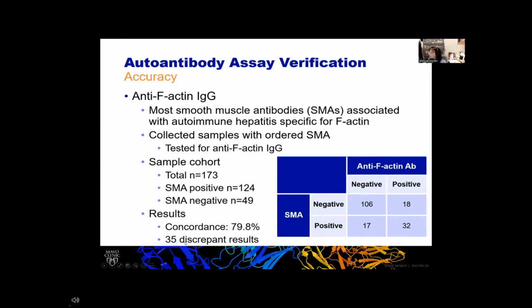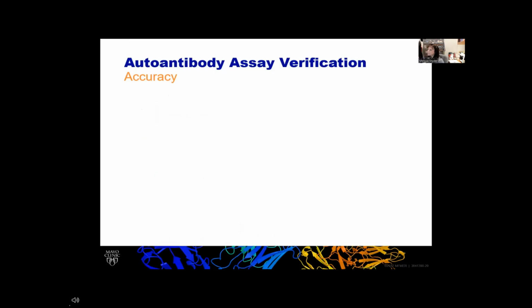However, we did have, again, a significant number of discrepant results, both directions, where some samples were positive on the smooth muscle antibody test, which were showing us negative on our F-actin assay. And several samples, almost an equal number, were positive on the F-actin, yet showing no reactivity on our smooth muscle antibody testing. So how do we investigate these discrepancies?